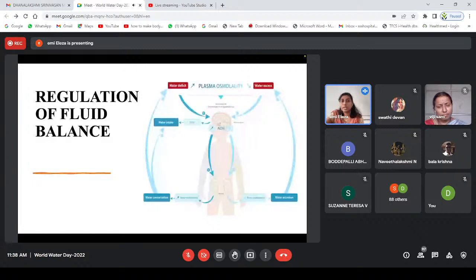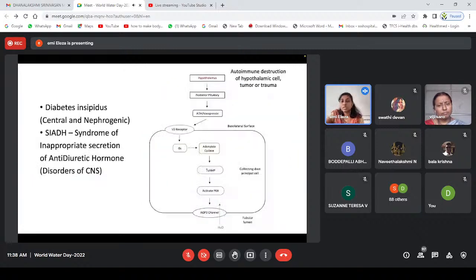ADH in the collecting duct acts via V2 receptors, which causes increase in cyclic AMP, which activates protein kinase, leading to opening of aquaporin 2 channels. If there is any mutation in aquaporin 2 channels, it will lead to nephrogenic diabetes insipidus. If there is any autoimmune destruction of hypothalamic cells, or tumor or any trauma, it will lead to central diabetes insipidus. We also have a condition called syndrome of inappropriate secretion of anti-diuretic hormone. This happens in conditions like stroke or in lung cancer.